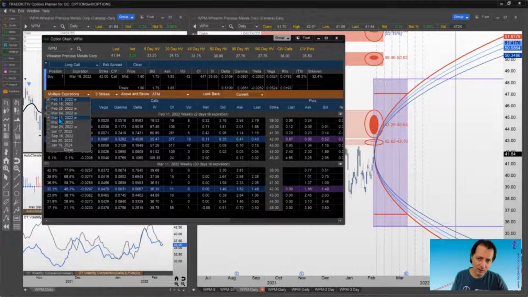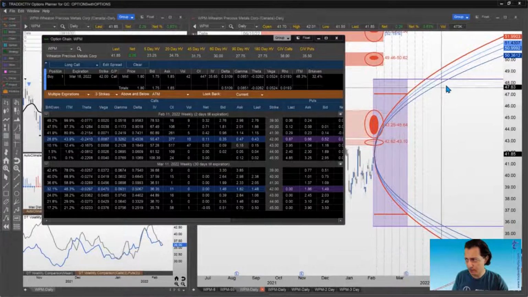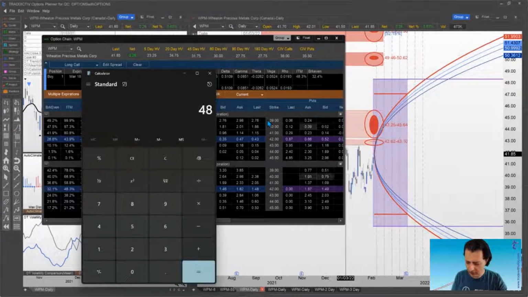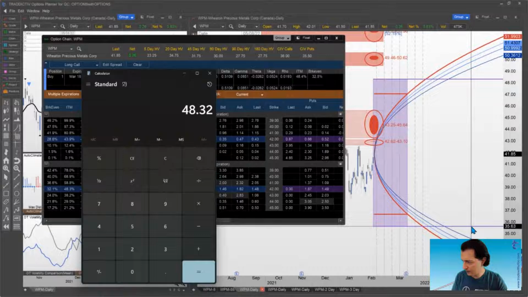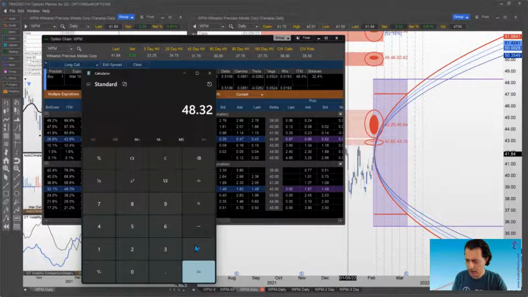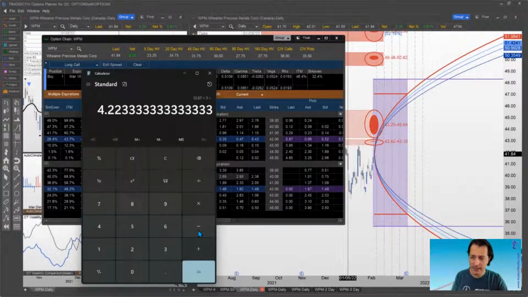Now that I know I'm going to be using March 11 and February 11, which probably won't work, and we need to work with February 18, I know my expiration dates, so I need to calculate my thirds. The top part here is 48.32. Let me bring a calculator. The bottom part is around 35.65. So we are talking about a $12 range, and if I divide this into thirds, it's a $4.2 piece. Every third of the range is 4.2.